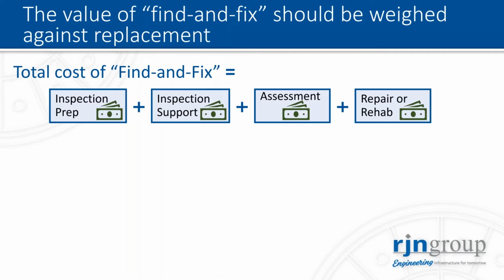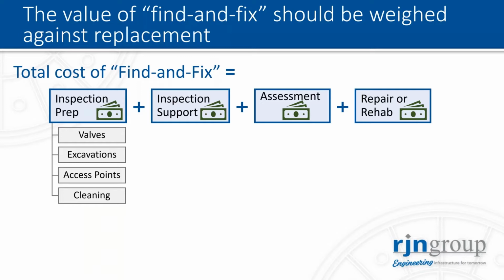The first is the inspection preparation. The second is the inspection support. Third is the inspection and condition assessment, which involves the engineering analysis and recommendations. And then finally, the repair and rehabilitation work itself. So with the first, inspection prep, we're looking at the valves that are connected to the pipes, make sure they work, so we're not losing tools down laterals, or do we have valves that we can access to assess it from the outside, whether excavations are required. Sometimes new access points are required, and in some cases, cleaning before inspection.